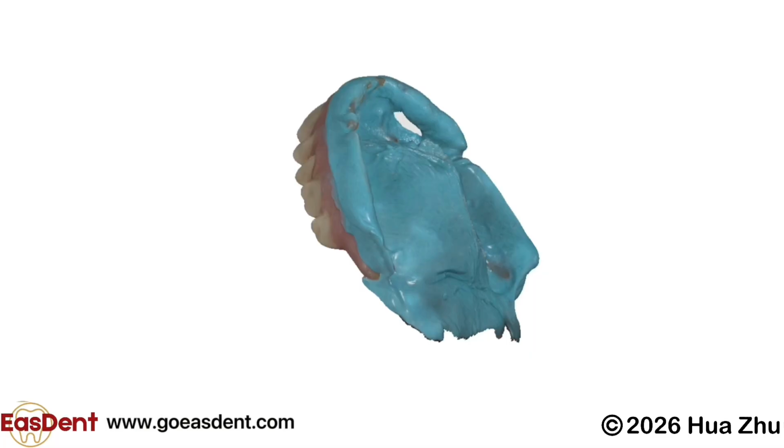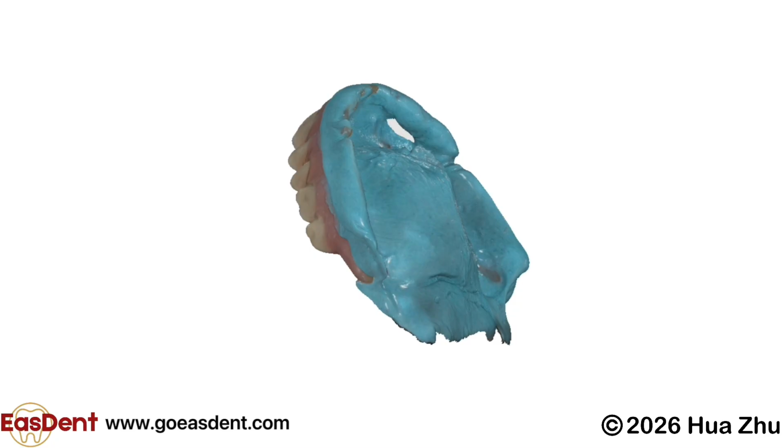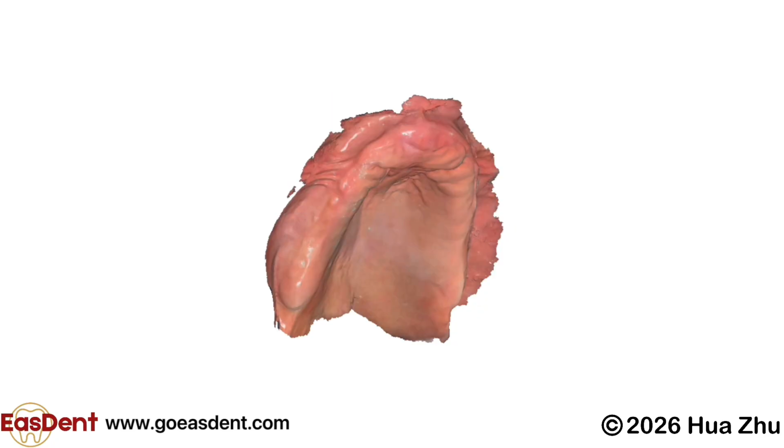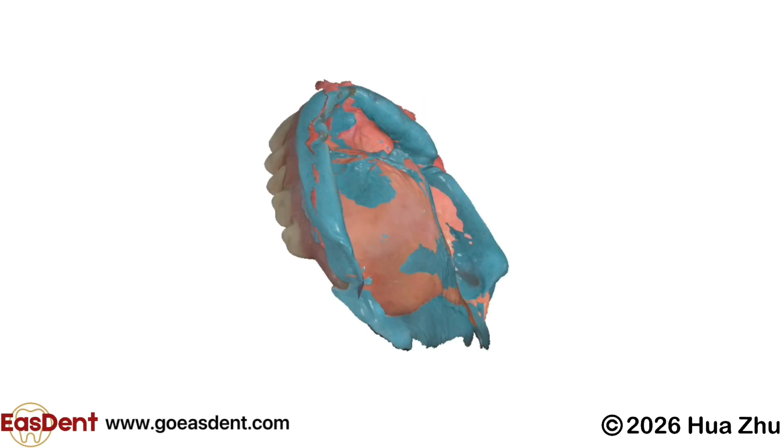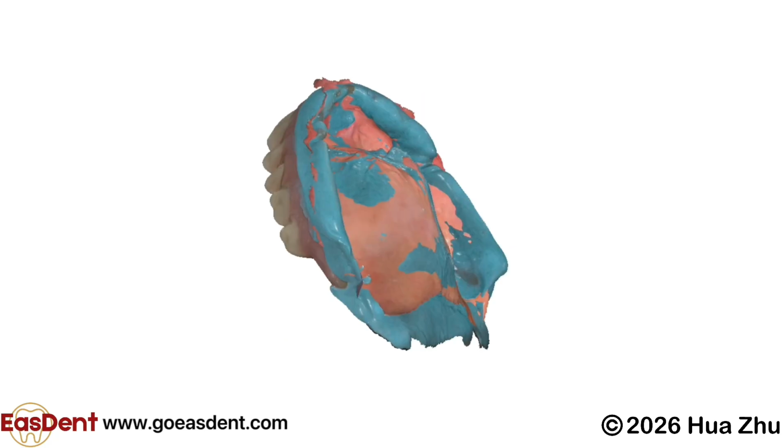If a severe undercut makes it really hard to scan the area, you have to add an intraoral scan of the arch. The hole for the undercut area can be filled by merging the impression scan with the intraoral scan.